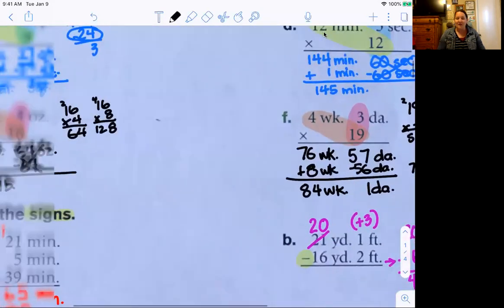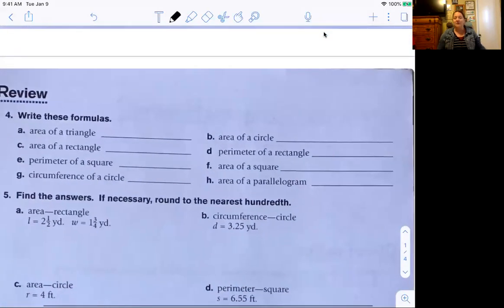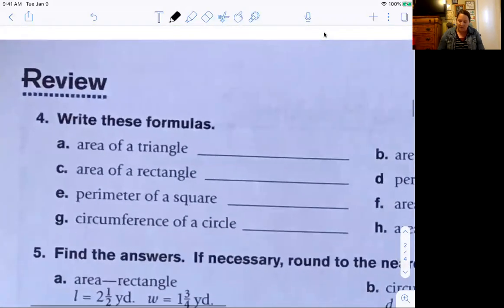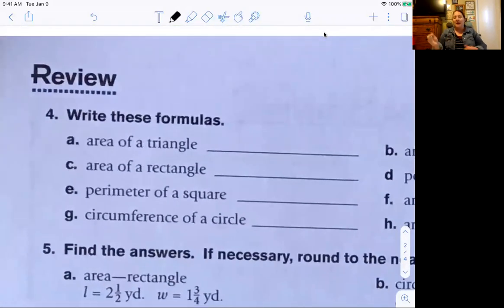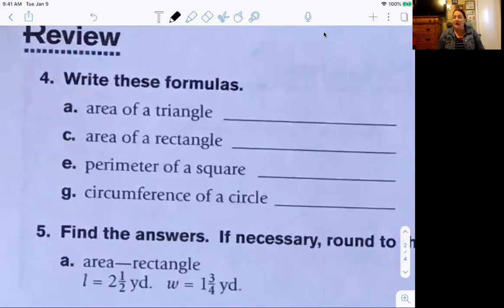Awesome. Let's look at the back of our paper. Write these formulas. Okay, we're going to write these formulas together, and we're going to do A, C, E, and G first, so I can move the paper over, and I can make it a little bit bigger for you guys. Area of a triangle. Let's say it together. Area equals 1/2 base times height. Area of a rectangle. Area equals length times width.